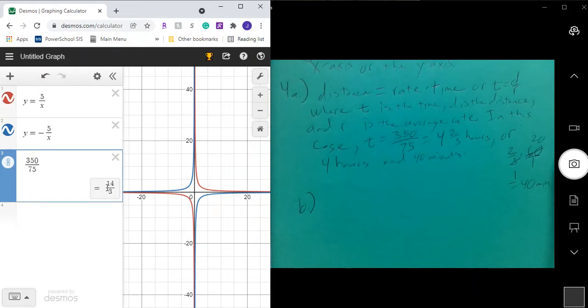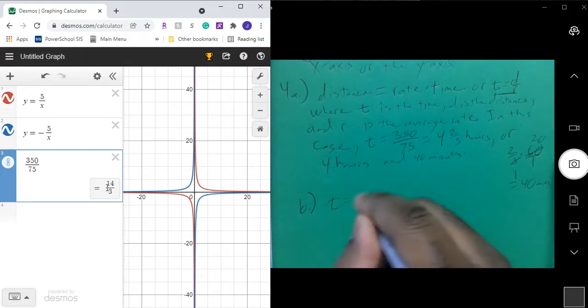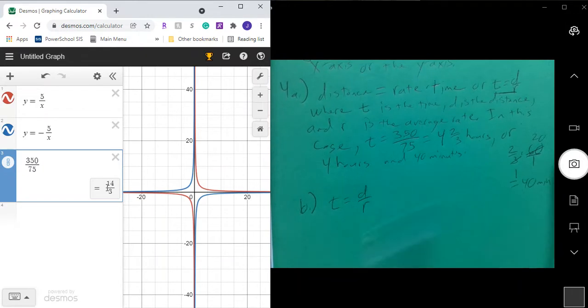Now we move on to B. It says write an equation that defines t as a function of r, in which r represents the average speed in miles per hour and t represents the time in hours to complete the 350-mile trip. Okay, so now remember, we wrote this other formula here. T is equal to distance over rate. Now they want us to write the formula in terms of t, which we already have here, but they want us to use the 350 miles for the trip. So it'd just be t is equal to 350 over r.